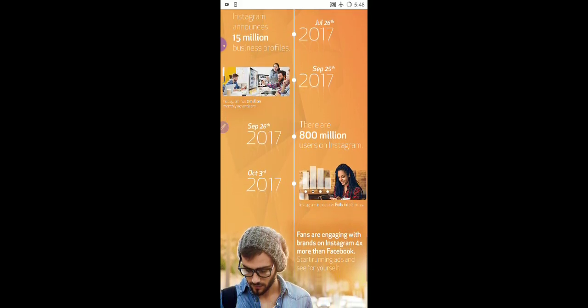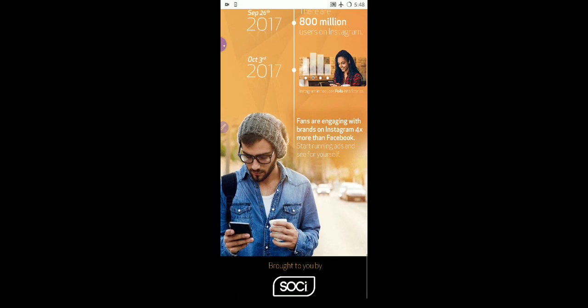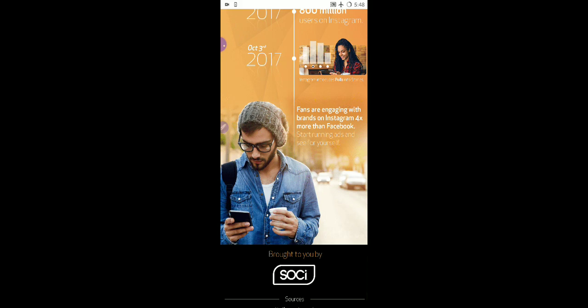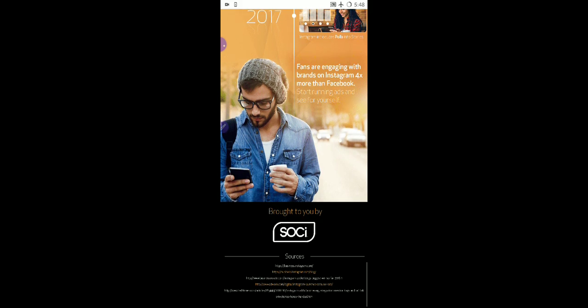Instagram announced 15 million business profiles in July 2017. The accounts with business profiles reached this high. Then in September 2017, Instagram had 2 million monthly advertisers and 800 million users. In October 2017, Instagram introduced polls into stories, the yes/no feature, to ask what you would like from the brands.